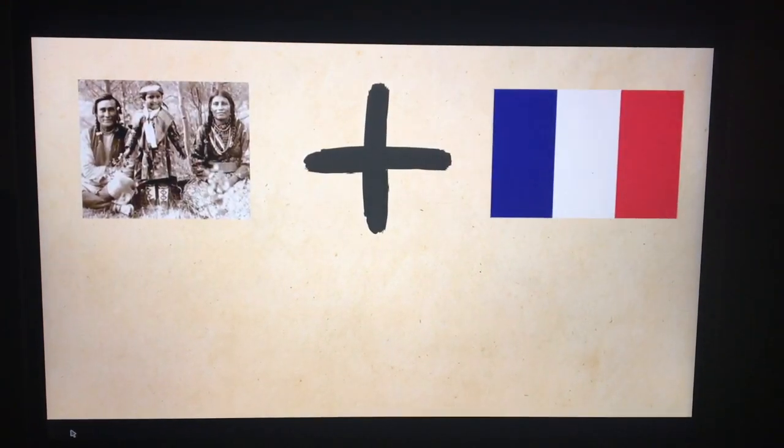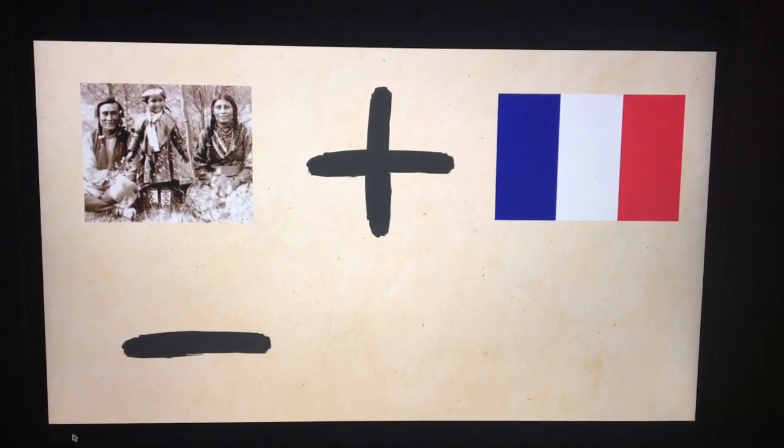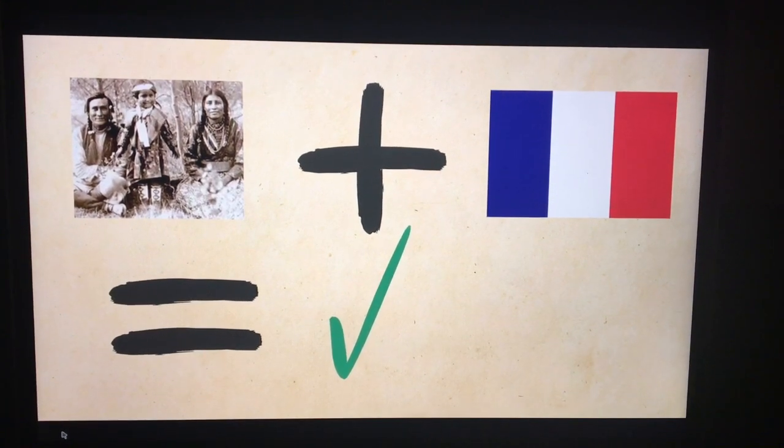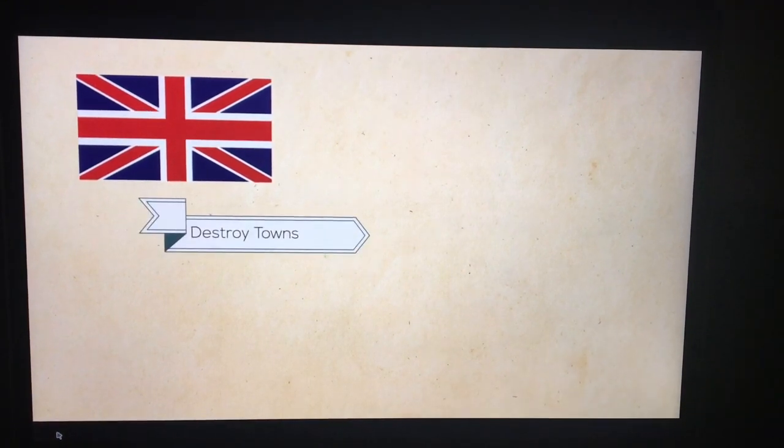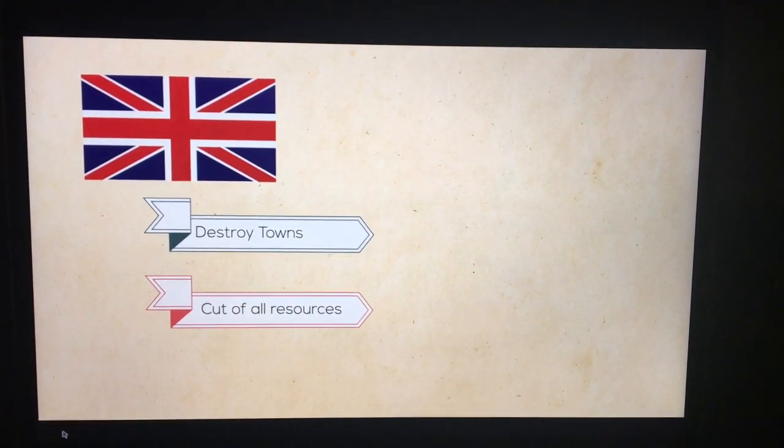Native Americans allied with the French against British forces, believing that it was in their best interest. The French and Native Americans were successful in the beginning, leading raids in the backcountry, which British colonists struggled to maneuver around. However, the colonists came up with a new approach, destroying Native American towns and cutting off resources. Once the French ceded, the Native Americans had no choice but to do the same.